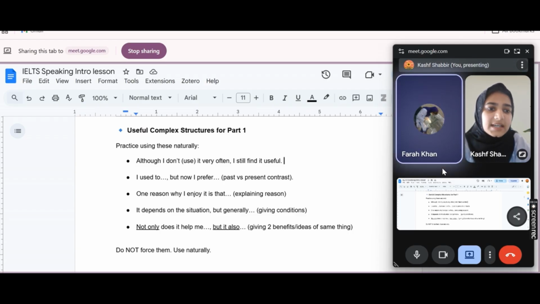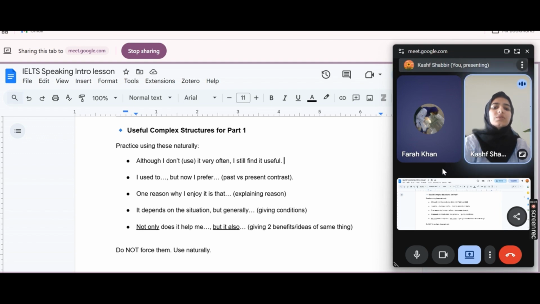Okay, yeah, it's a contrasting idea, that okay, I don't use it very often. You can replace the verb use with watch. I don't watch these movies very often, but I still find it useful. Useful can be replaced with amusing. So you see, whenever you are giving some kind of contrasting idea, you can use this sentence structure and you just need to change the verbs.